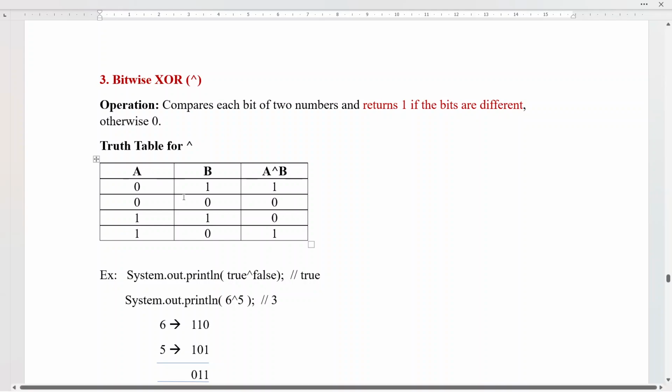Here 0 XOR 1. Here both are different, so it returns 1. 0 XOR 0. Here both the values are same, so it returns 0. 1 XOR 1. Here both the values are same, so it returns 0. 1 XOR 0. Here both the values are different, so it returns 1. Let's see an example. True XOR false. Here both the values are different, so the XOR operator returns true.